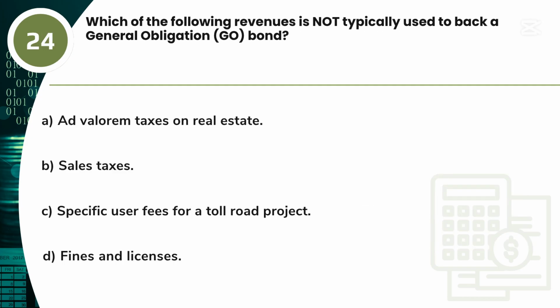Question 24. Which of the following revenues is not typically used to back a general obligation, GO, bond? A. Ad valorem taxes on real estate. B. Sales taxes. C. Specific user fees for a toll road project. D. Fines and licenses.